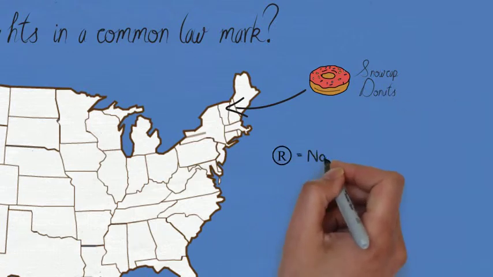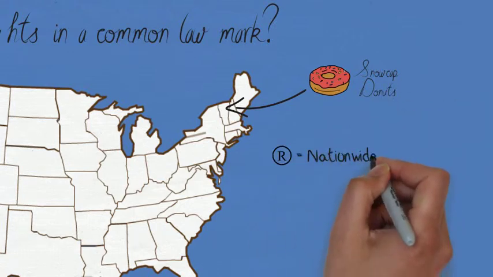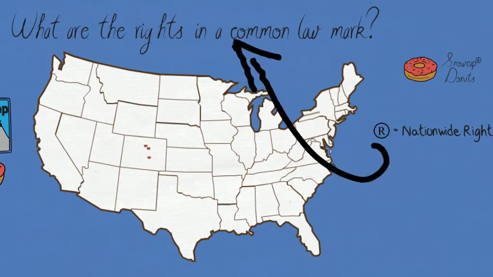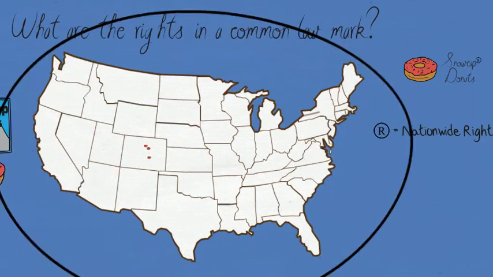By contrast, federal registration of your trademark creates nationwide rights to your mark. So even if someone only has a single shop in Stowe, if the USPTO grants their registration of the Snowcap Donuts mark, they would have the exclusive right to that mark in connection with the sale of donuts throughout the country. But what about your poor little shop in Denver? What if you used the name first?